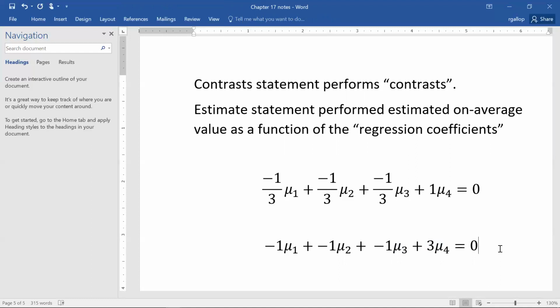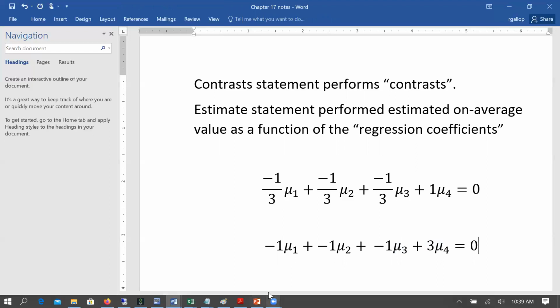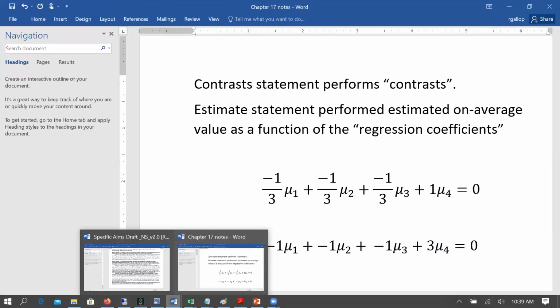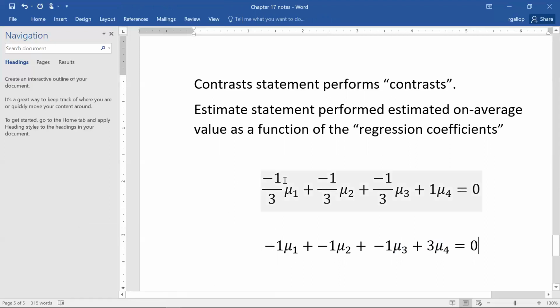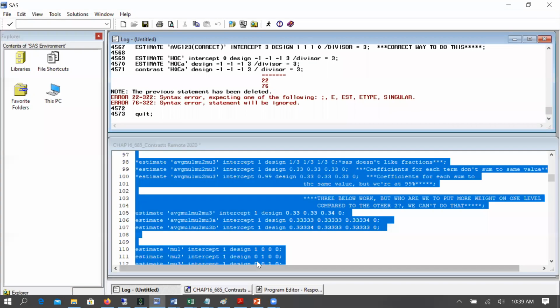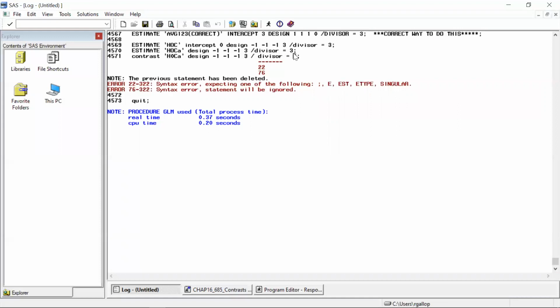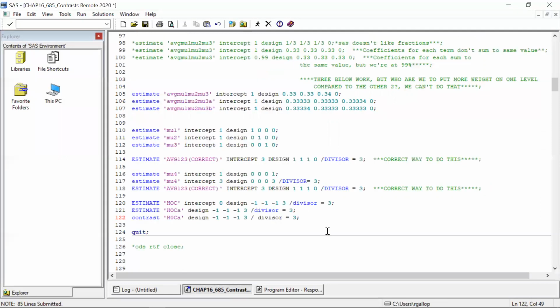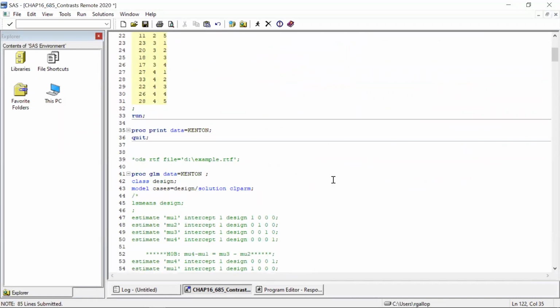Contrast statements do not allow the divisor. So in other words, to make a legitimate contrast statement, which is mathematically equivalent to what we have in the estimate statement, we have to get rid of the fraction. We've got to get rid of the denominator, the divisor. So in reality, if I go back to the syntax, statement 122 is mathematically equivalent to statement 121, because we're just multiplying both sides of the equation by 3.